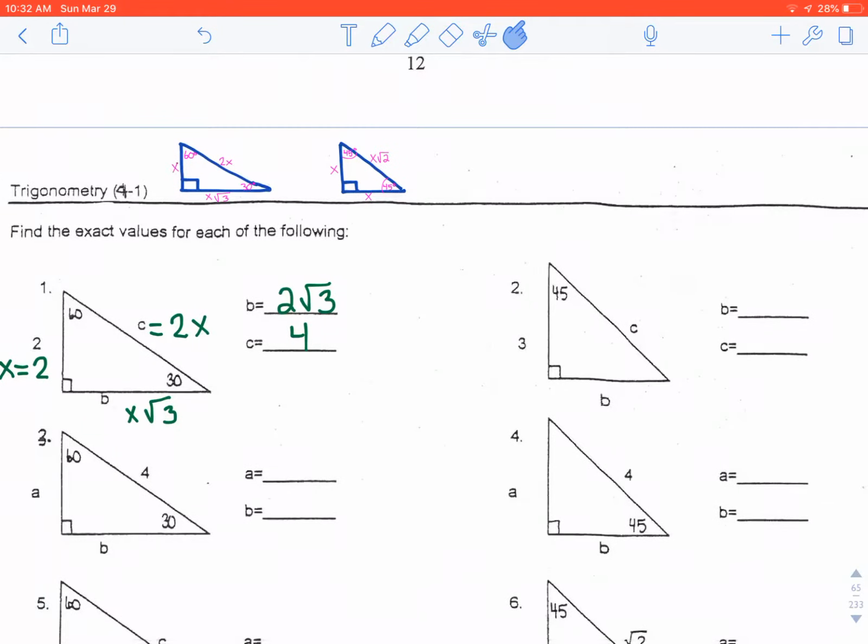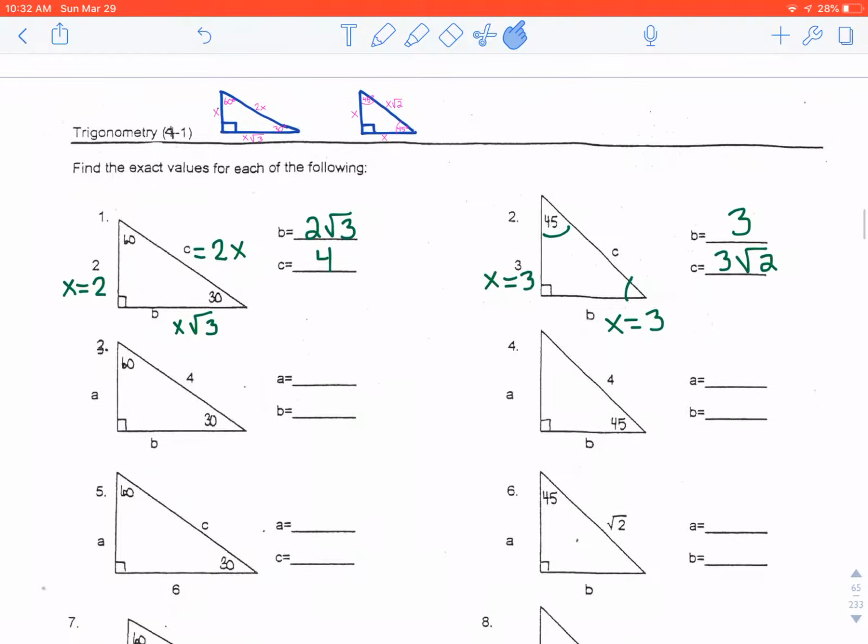Number 2 is a 45, 45, 90 triangle. Okay, remember, we know these angles are congruent. They're both 45 degrees. We know the sides, or the legs of the triangle, are both x, and they are both going to be the same. Okay, so I'm just going to put x equals 3 for both of them, which means that our b value is 3. This is the easiest scenario of the 45, 45, 90 because you have those sides. The hypotenuse for those is always x square root 2. So you're just going to take your 3, put it in front of your square root 2. Okay, so that's 1 and 2.